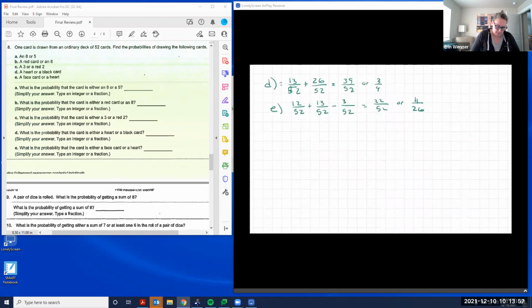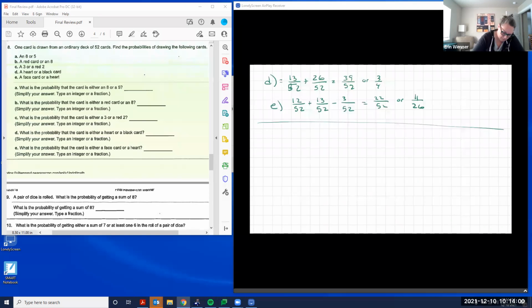Okay, so if we're looking at a sum of 8, how do we make 8? We're rolling 2 dice, right? And there's the numbers 1 through 6. So we can make an 8 by doing a 3 and a 5, or a 5 and a 3. We can do a 2 and a 6, or a 6 and a 2, or we can have 2 4s, which gives us 1, 2, 3, 4, 5 possible outcomes out of 36 total, assuming that order matters, right? Whatever we get on the first die is important versus what we get on the second die.